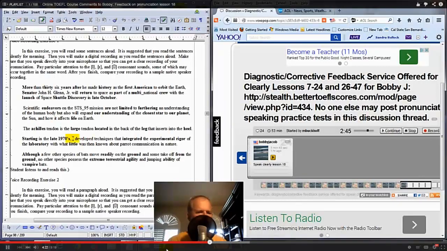Yeah, a lot of trouble with this one with your pacing and things, but a few words too. Integrated, rigor. Okay, let's read this again.